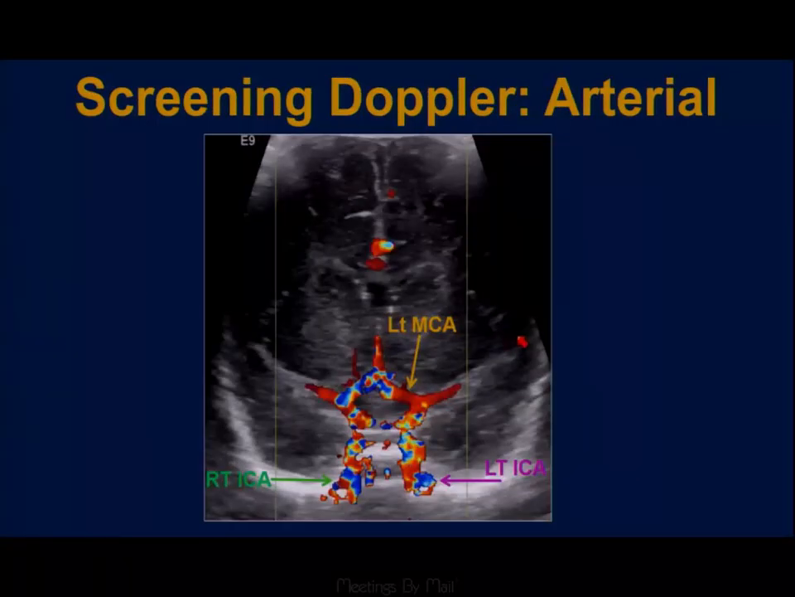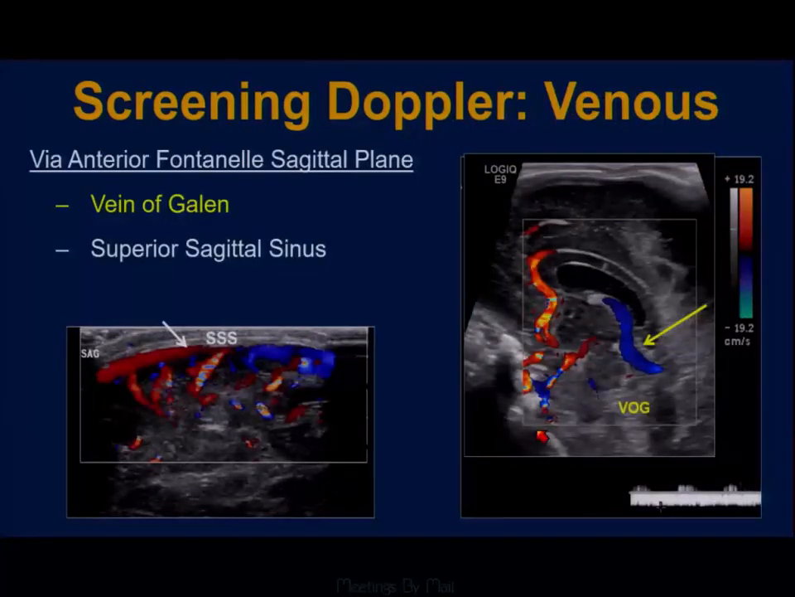For your screening Doppler, what we do now is we just do screening Doppler of the arterial system, and we like to see part of that dancing lady. So kind of this pentagon here, which is your intact circle of Willis, and then some of the arteries are labeled there. For venous Doppler, we do a few more screening sections.